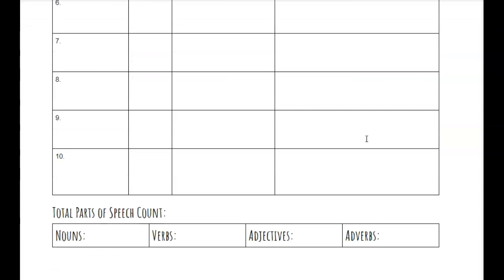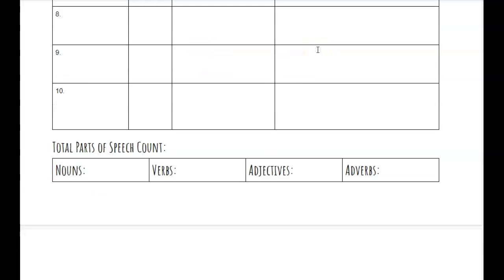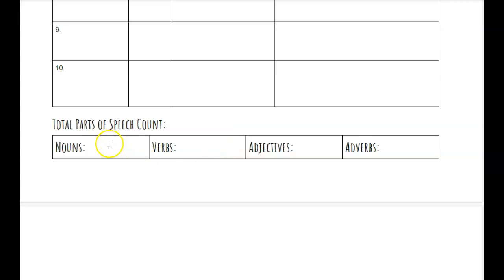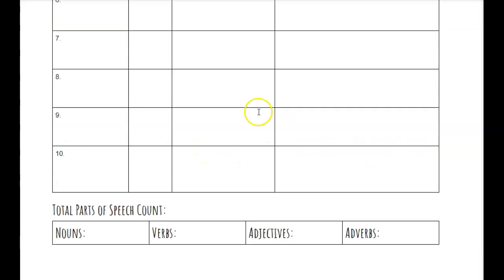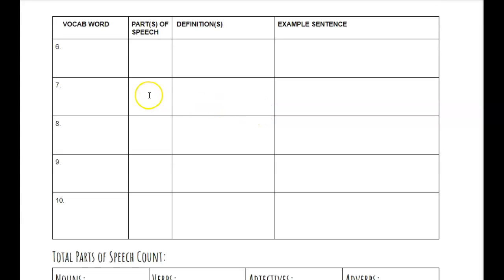Now, you're going to do the same, like number 7, you're going to have 2 parts of speech, one on top, one on the bottom, 2 definitions, one on top, one on the bottom, 1 example sentence. At the end of the video, you're going to have a total parts of speech count. Count up how many nouns you have, put the number there. How many verbs did you have? Put the number there. How many adjectives, how many adverbs? Now, since 7 has 2 parts of speech, your 4 numbers here are not going to add up to 10, they'll add up to 11.